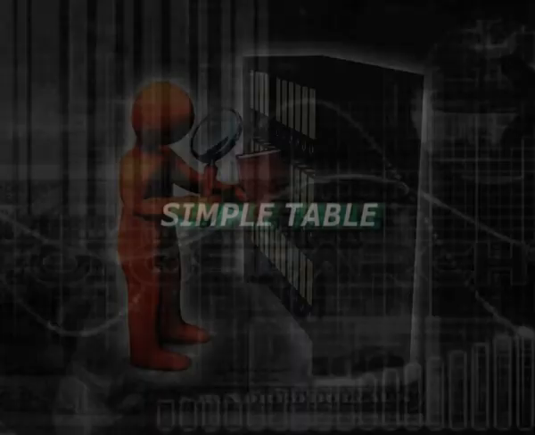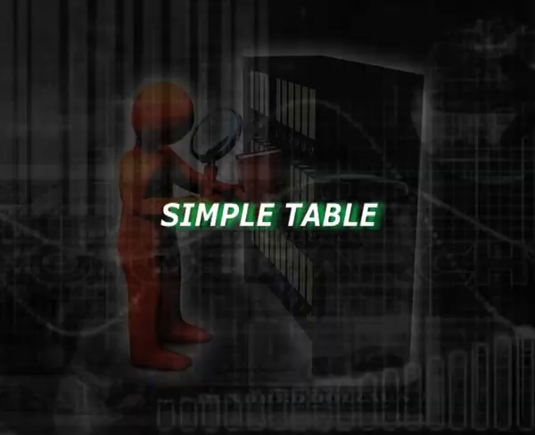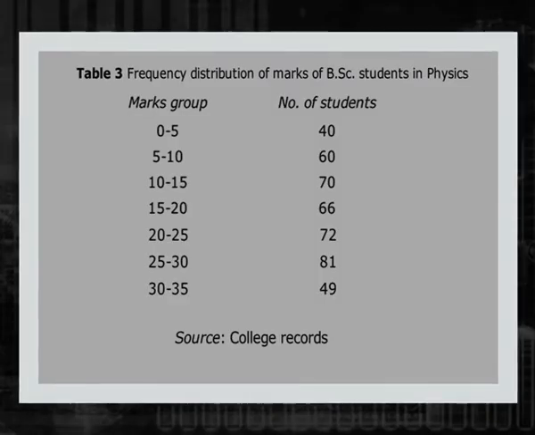In very general terms, tabulation may be distinguished as simple and complex. Simple table. A simple table contains data representing one characteristic only. You can see that table 3 is the case of simple tabulation.